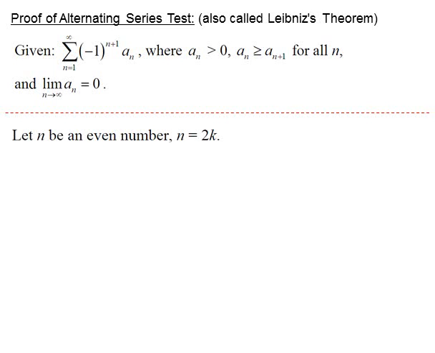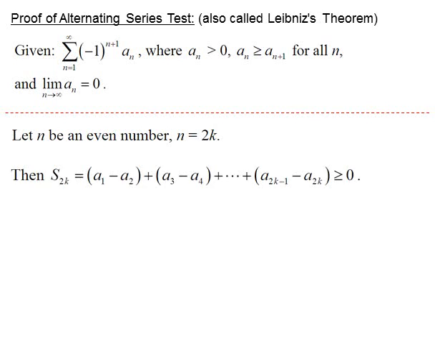Let's make a sequence out of the partial sums for even n values. So for now, suppose n is an even number 2 times k. Then the sum of the first 2k terms is a1 minus a2 plus a3 minus a4, and so on up to a sub 2k minus 1 minus a sub 2k. This partial sum is greater than or equal to 0 because a1 is greater than a2, a3 is greater than a4, and so on. Each of the groups is positive. Thus, s sub 2k is bounded below by 0.